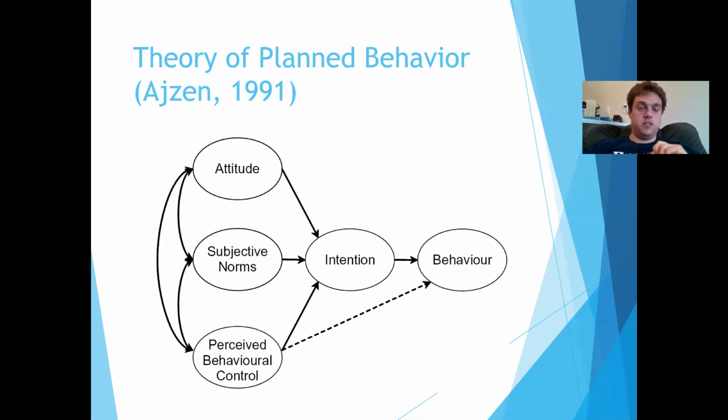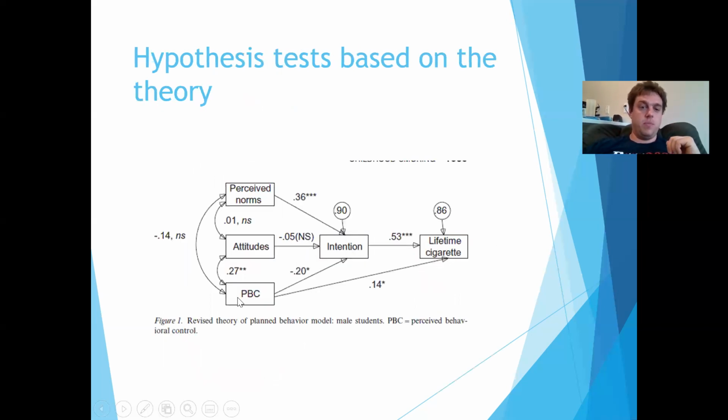Here's another example. This is the theory of planned behavior. I won't really go into it, but it's a framework for how behavior results from a number of factors like attitude, subjective norms, and perceived behavioral control, and those all come together into intention, which then influences behavior. So this is still just a theory, right? Because we're dealing with abstract terms like attitude, subjective norms, intention, behavior. How do we translate that into a hypothesis? Well, maybe something like this.